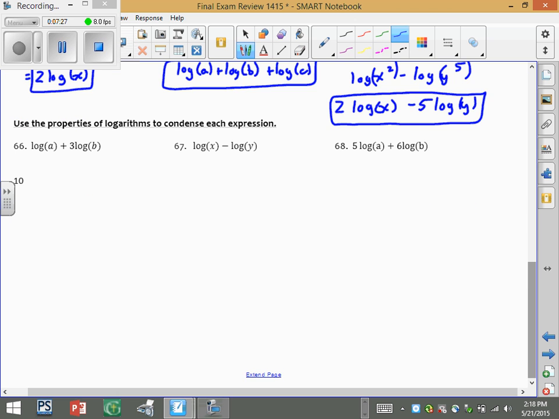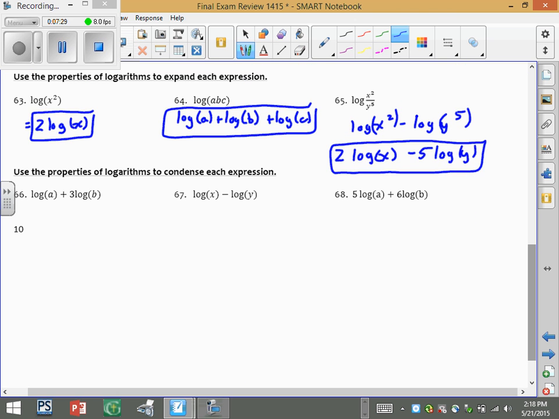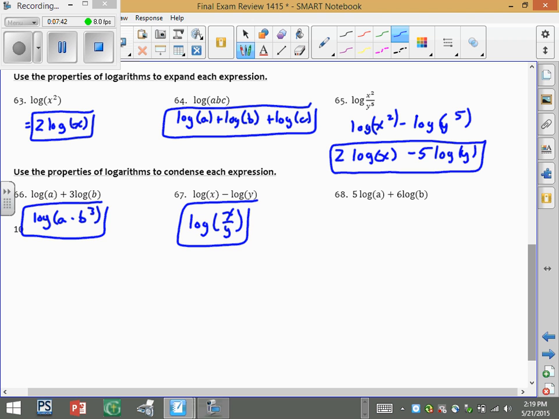Here, when we have to condense them, we're just going the opposite way with it. So addition is going to turn into multiplication. So you have log of a times b to the 3rd. So remember that 3 is going to go back up into an exponent. Here you got subtraction, which is going to turn into division. And again, addition turns into multiplication.